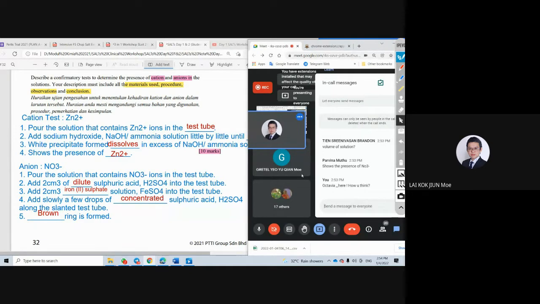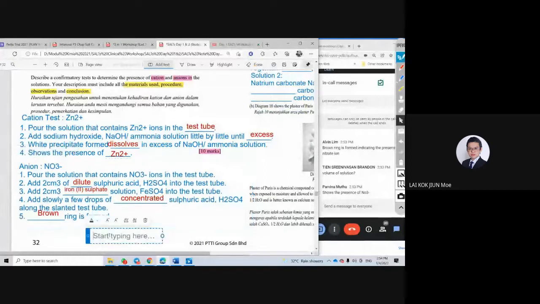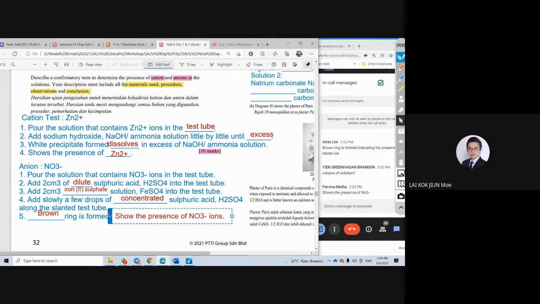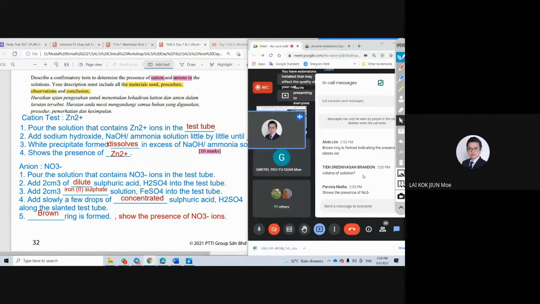Oh, okay. Pravina, yes. Volume of solution. Which part doesn't have volume of solution? Brenton, yes, this part must have. Alvin and Pravina, right? Yes, show the presence of an O3. This one you have to mention because the brown form shows. Okay, this is very good. Well done. Thank you, Pravina.